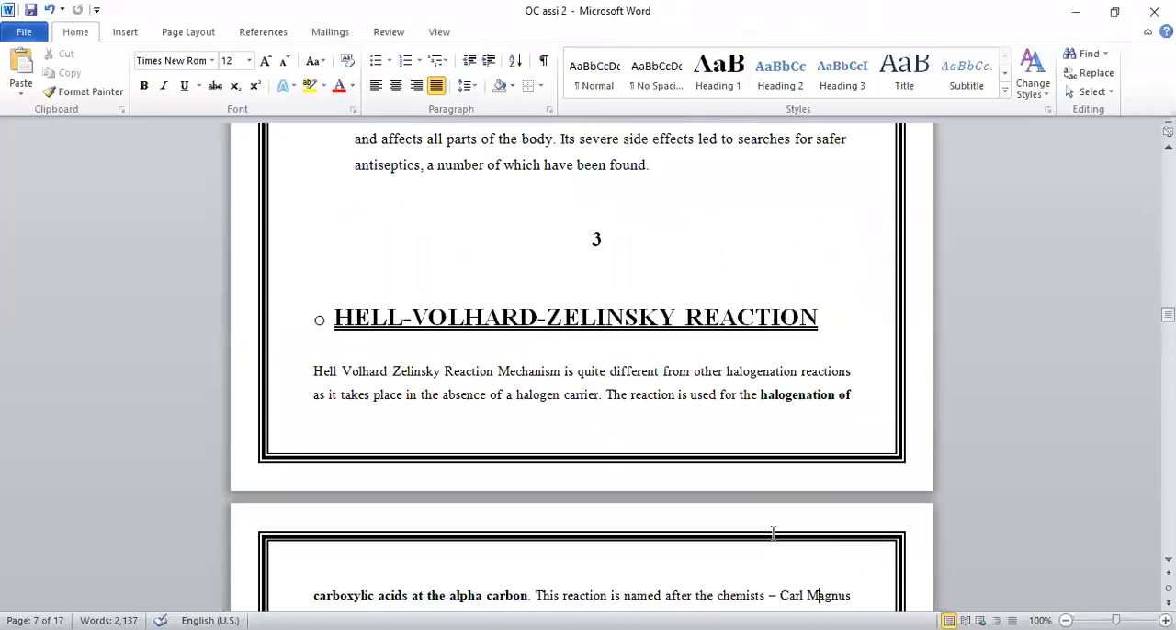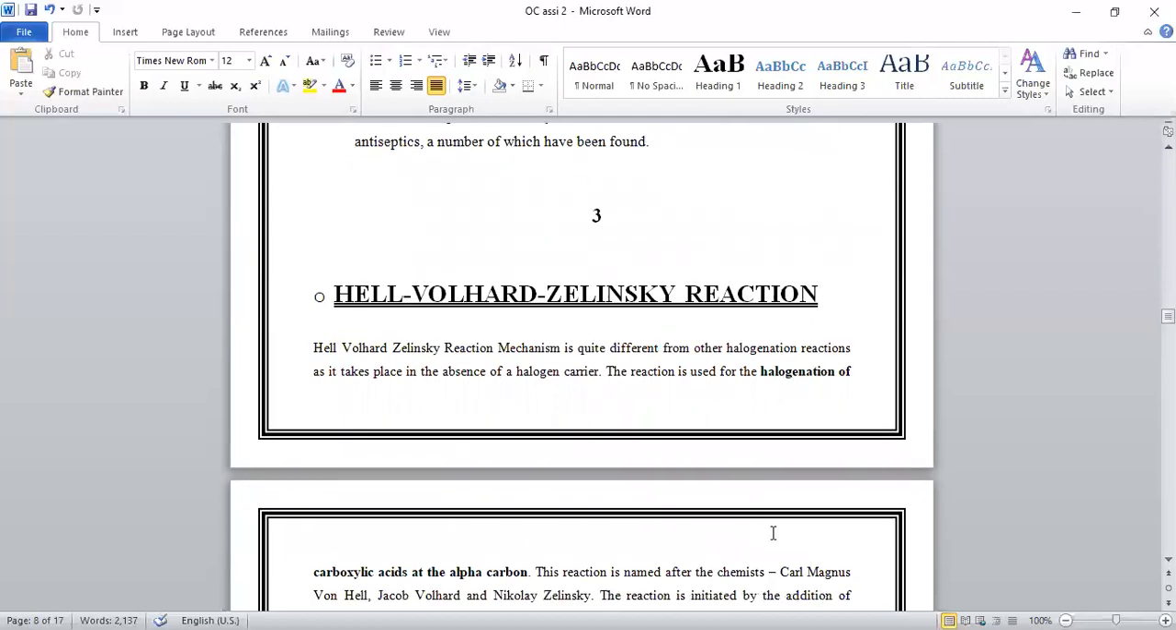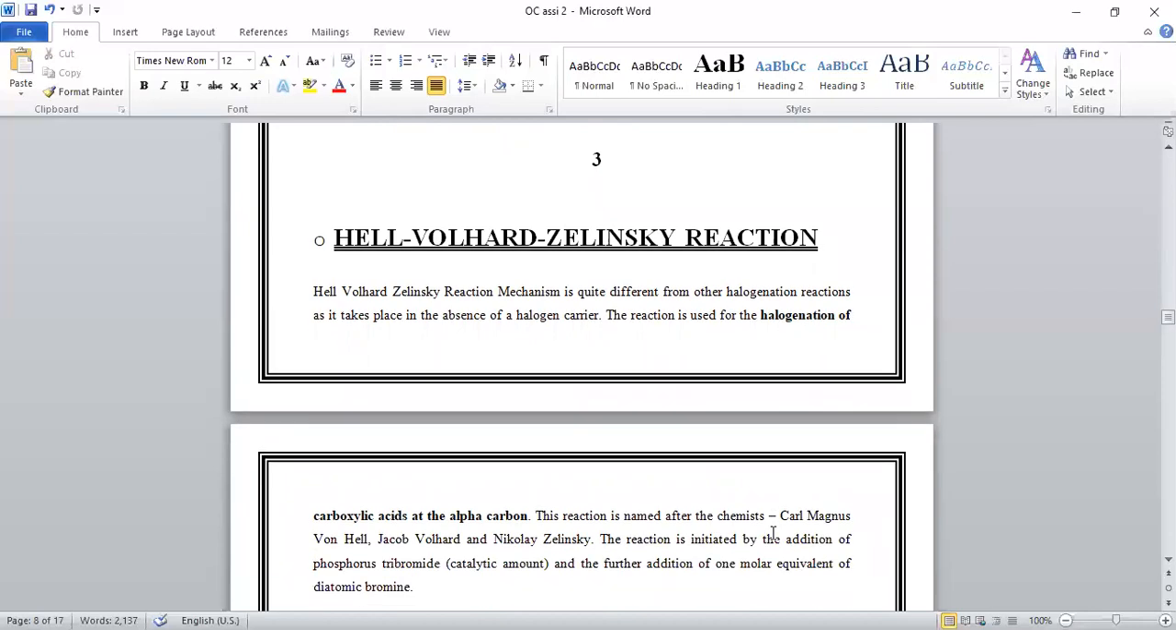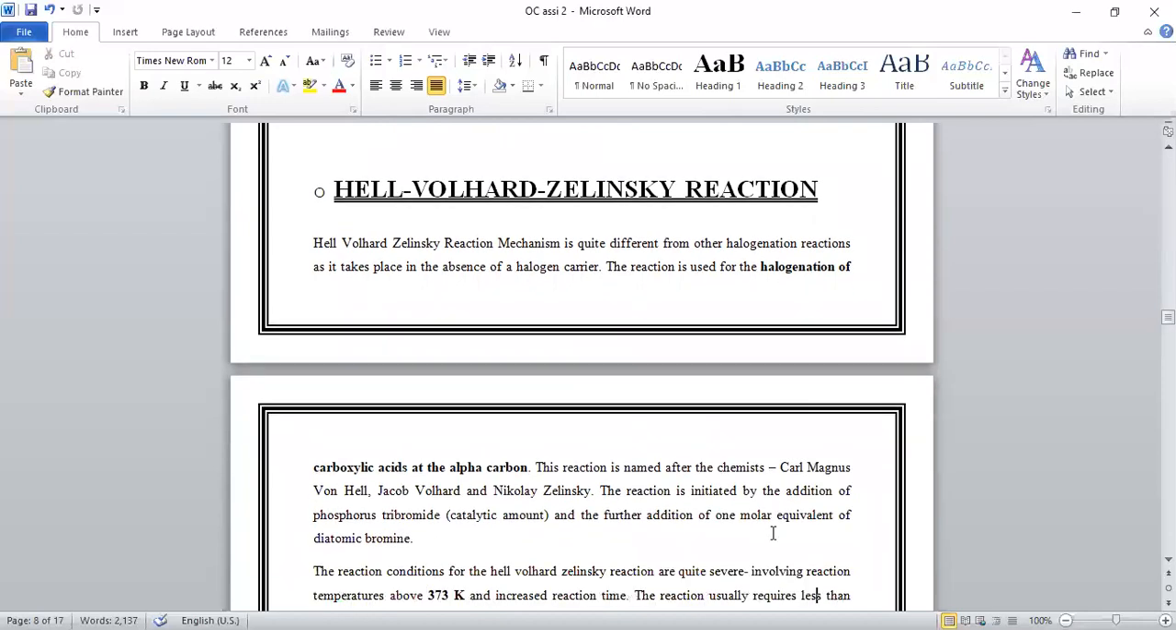Then the third reaction is the Hell-Volhard-Zelinsky reaction. The Hell-Volhard-Zelinsky reaction mechanism is quite different from other halogenation reactions as it takes place in the absence of a halogen carrier. The reaction is used for the halogenation of carboxylic acid at the alpha carbon. This reaction is named after the chemists Carl Magnus von Hell, Jacob Volhard, and Nikolai Zelinsky.